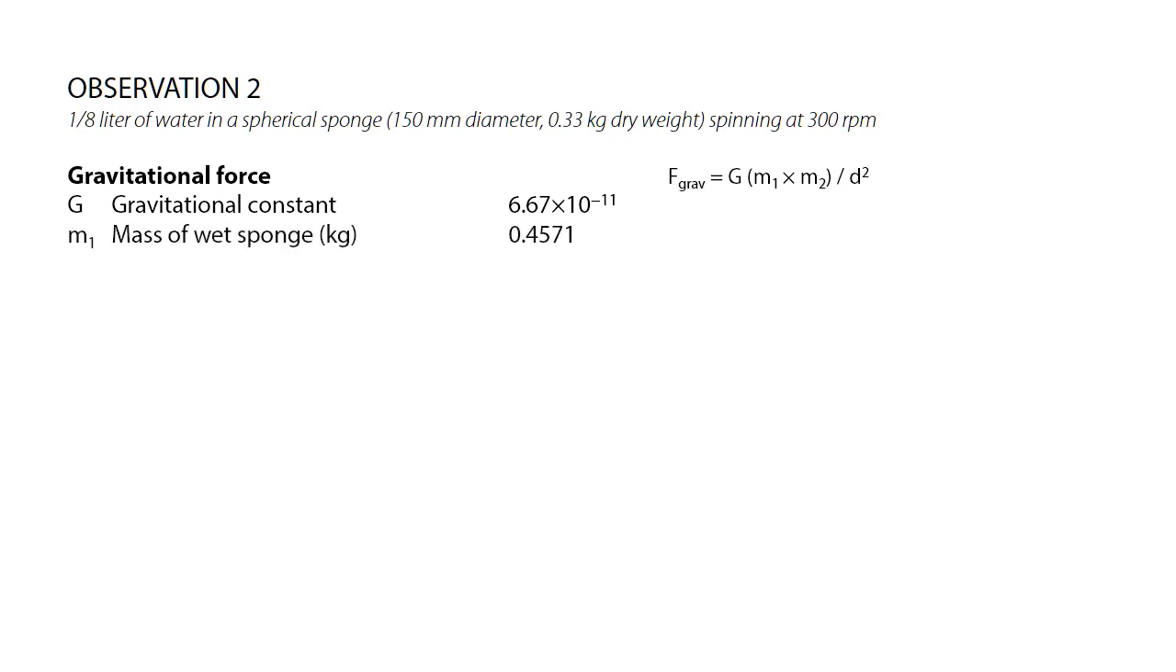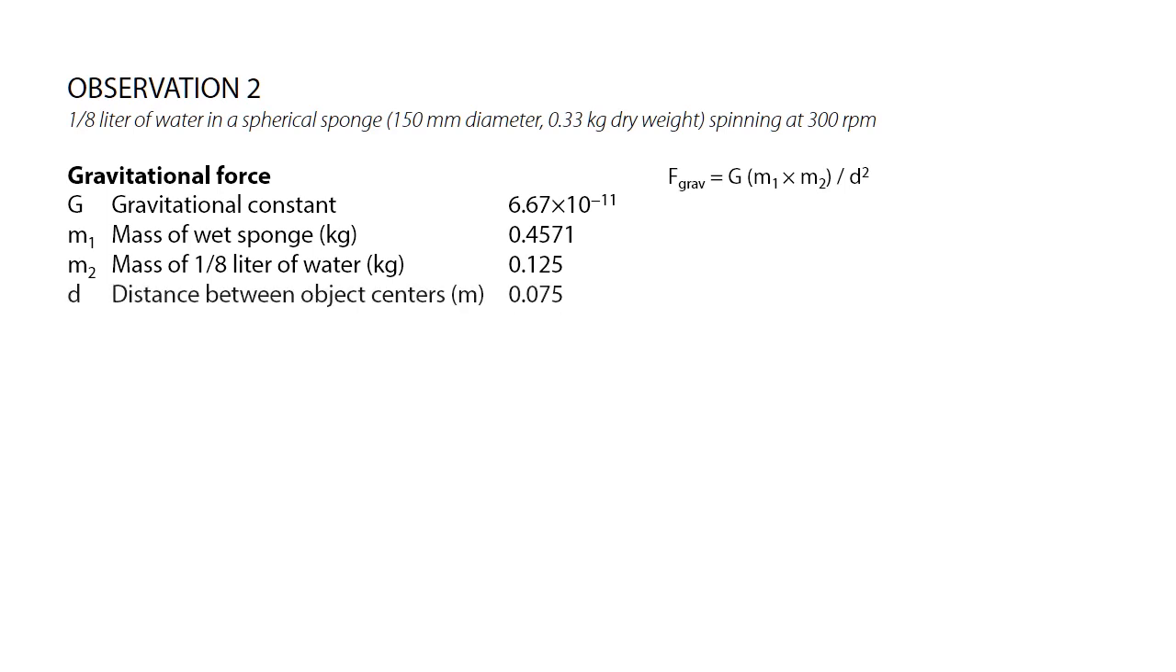The mass of the wet sponge is 0.4571 kilograms. The water's mass is 0.125 kilograms. The distance between the centers of the two objects is 0.075 meters. Crunch the numbers, and the force of gravity on the water on the surface of the sponge is tiny. It's 6.810 billionths of a newton.